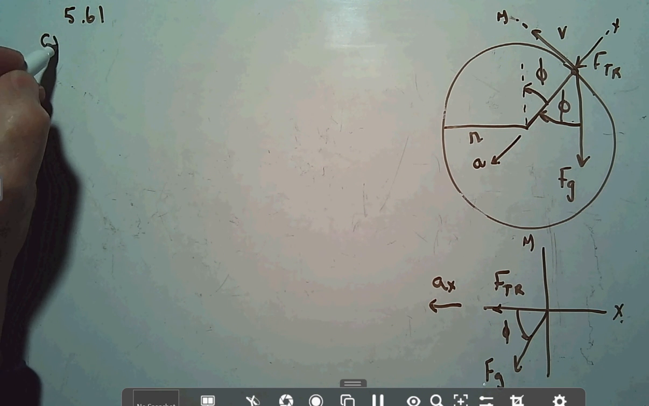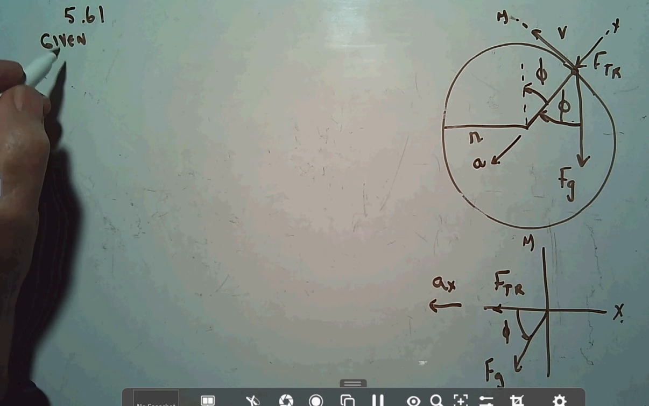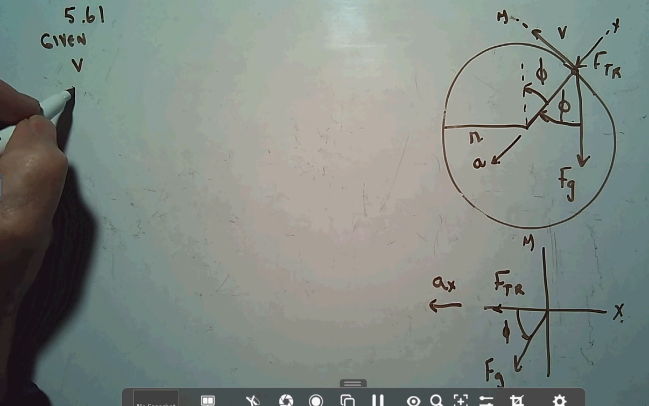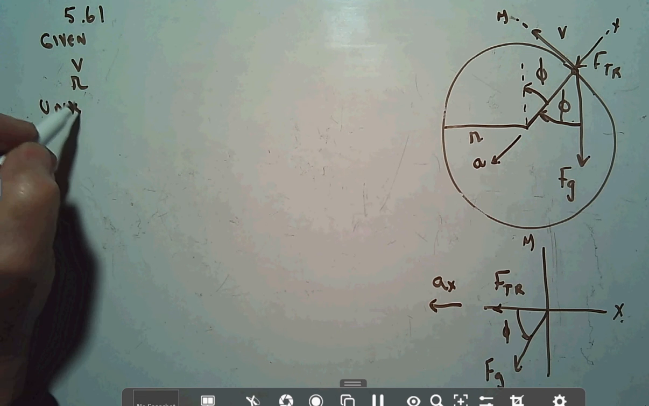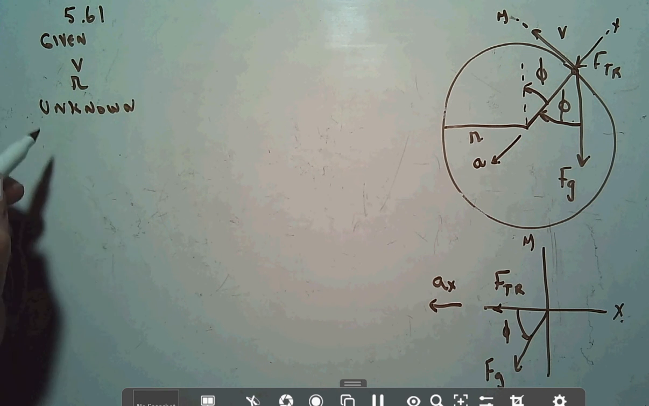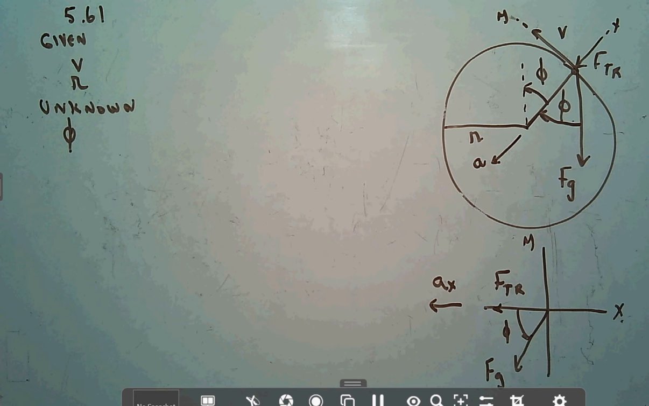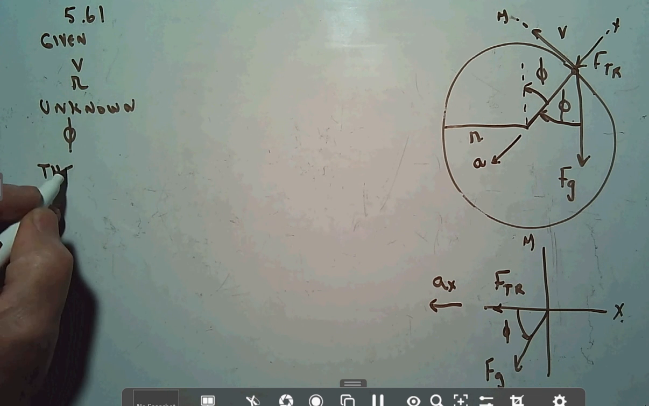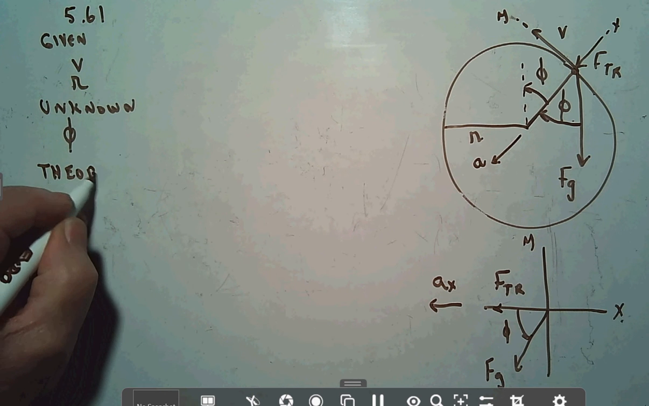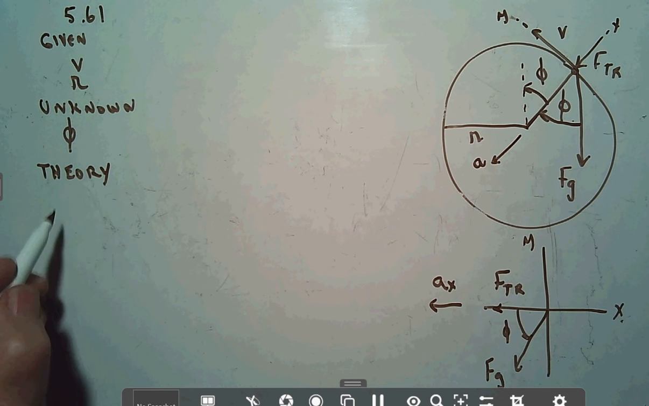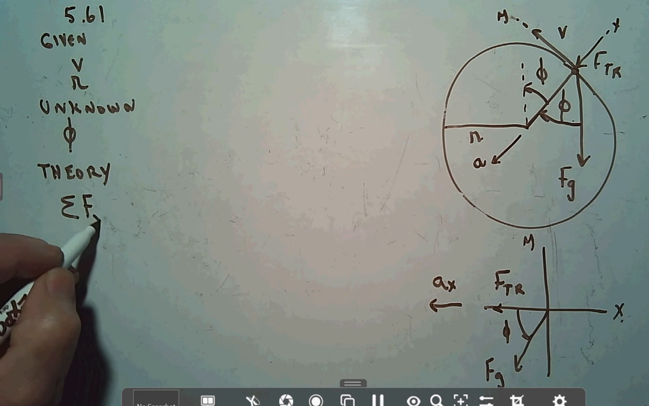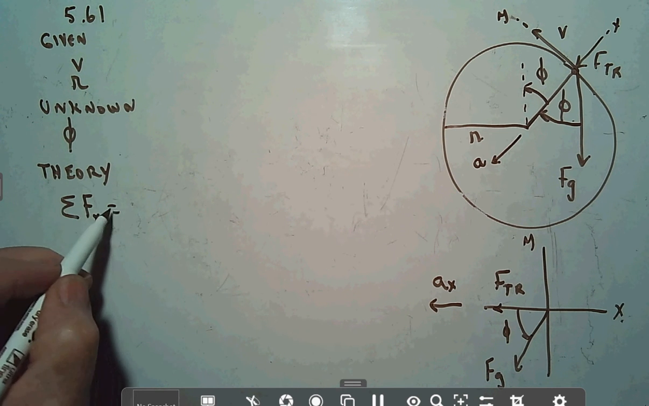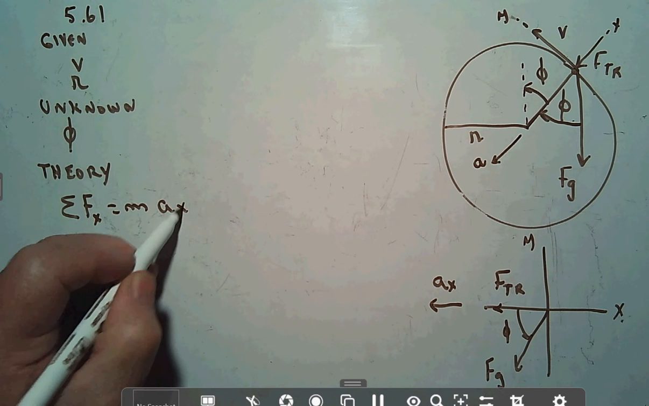So given in this problem will be the fact that it has some velocity and the track has some radius. And what we're looking for is a relationship that relates the angle that this will fall off to the radius of the circle and the velocity that the car is traveling, okay? Now, my theory: first I'm going to need the sum of the forces on this mass in the x direction. And that's going to be equal to the mass times acceleration in the x direction.